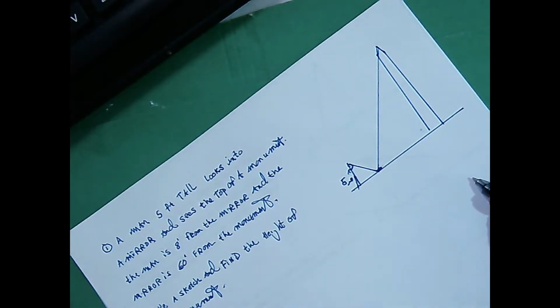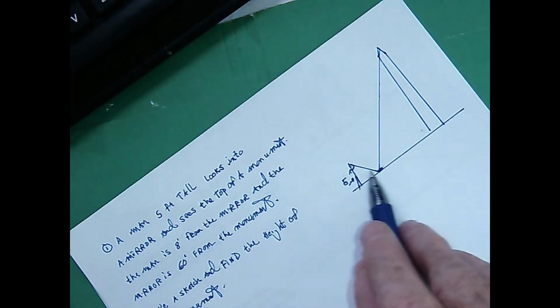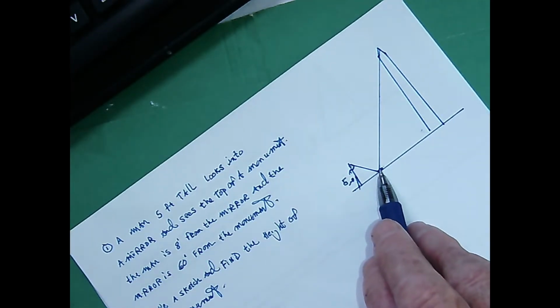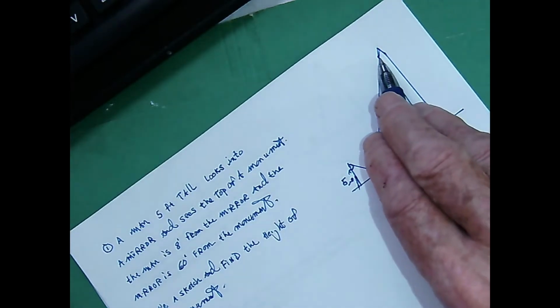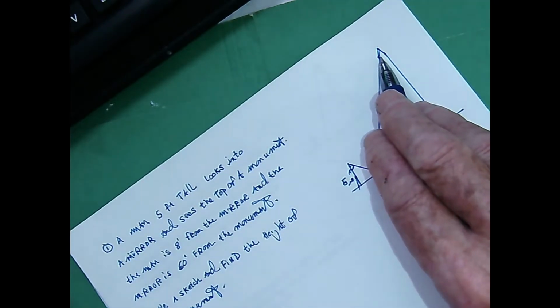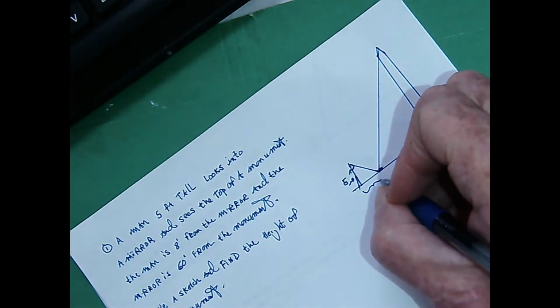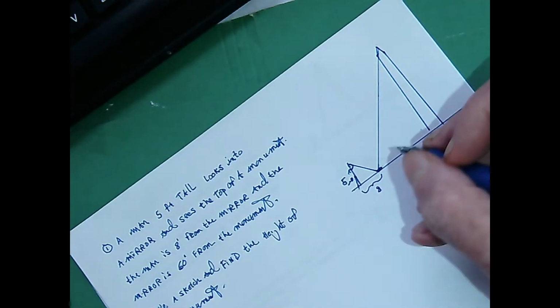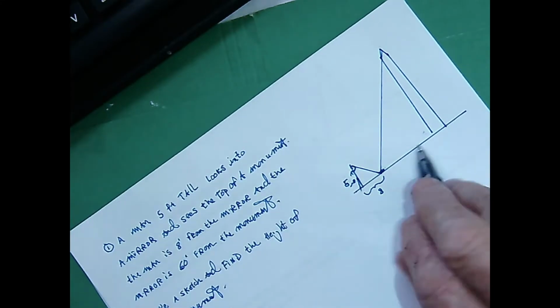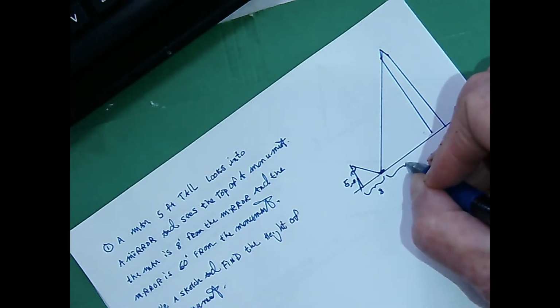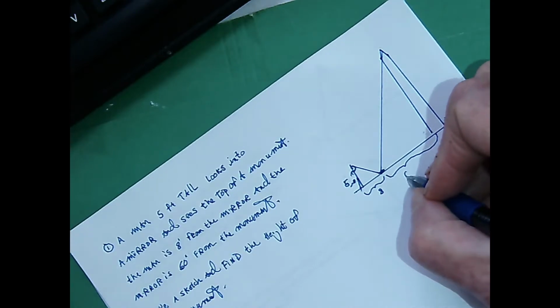And he looks into this mirror, and there's the mirror right there. And he sees the reflection of the top of this tall edifice over here, this monument. The man is 8 feet from the mirror. So let's let that distance be 8 right there. And the mirror is 60 feet from the monument. Right there, that distance would have to be 60. And we wish we knew how tall this monument is. I'm going to call it M for monument.